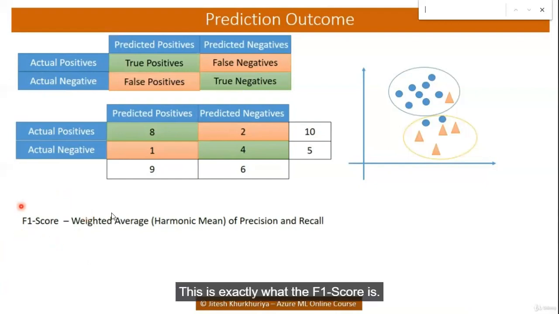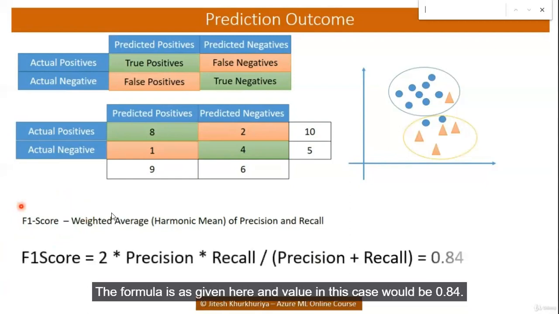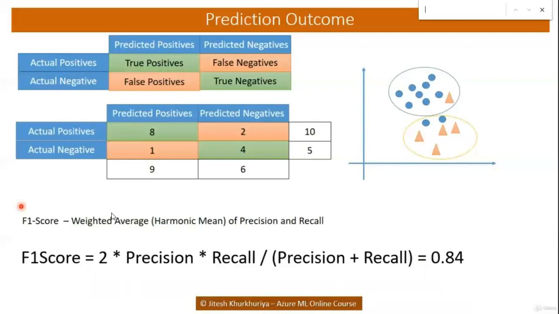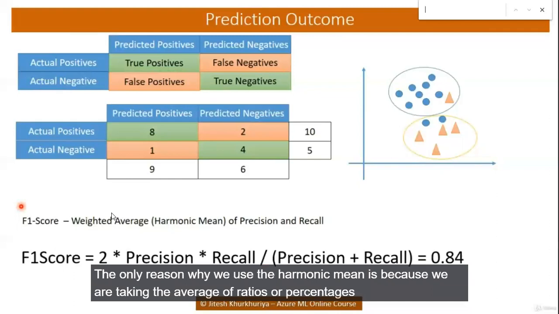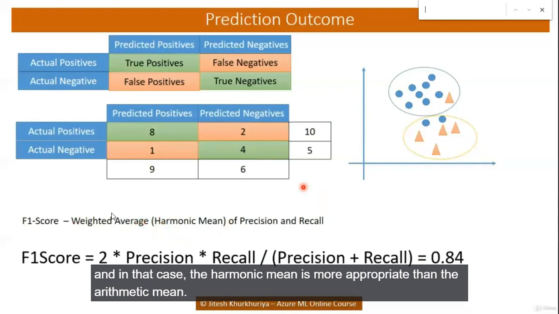This is exactly what the F1 score is. The formula is as given here, and the value in this case will be 0.84. The only reason why we use the harmonic mean is because we are taking the average of ratios or percentages, and in that case the harmonic mean is more appropriate than the arithmetic mean.